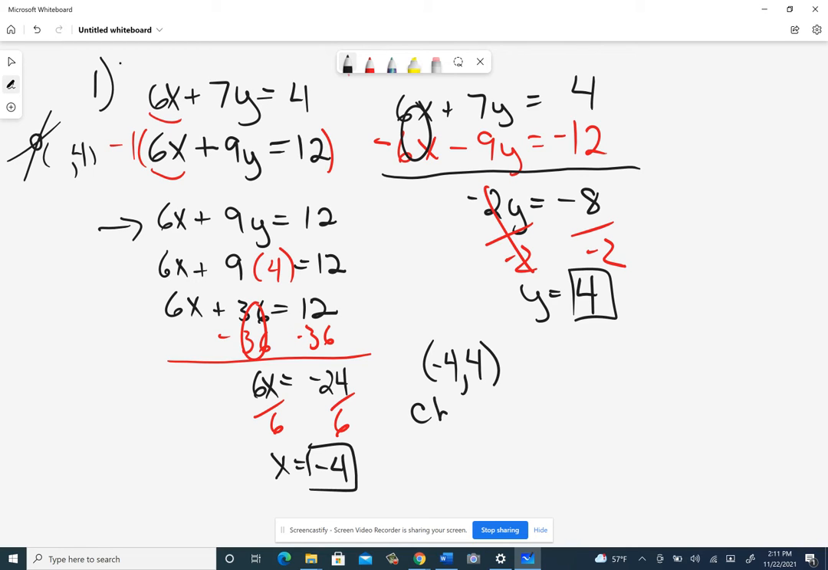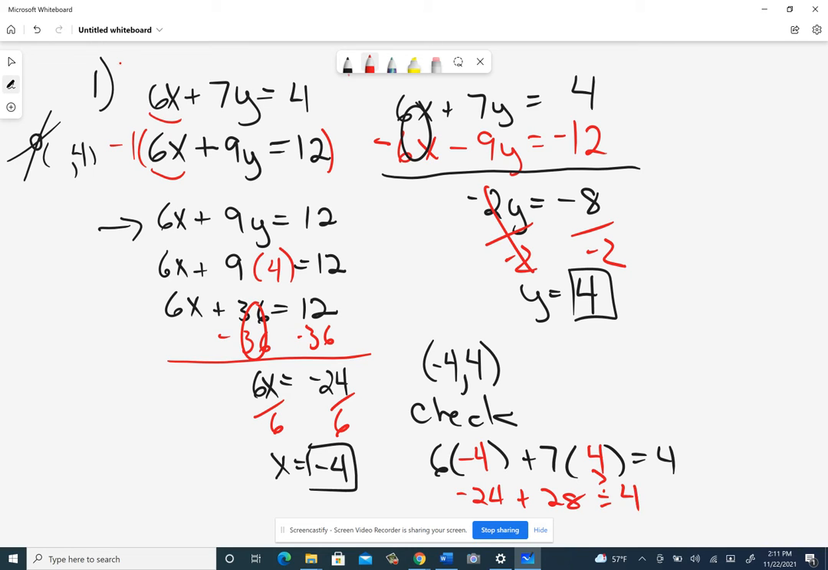So here's the way to check it. Do this on a quiz. Go in and plug in what you got for your x and your y. Plug in the -4 for x and the 4 for y and see whether it equals 4 when you're finished. And 4 does equal 4. That means I know for a fact this is correct. Okay.